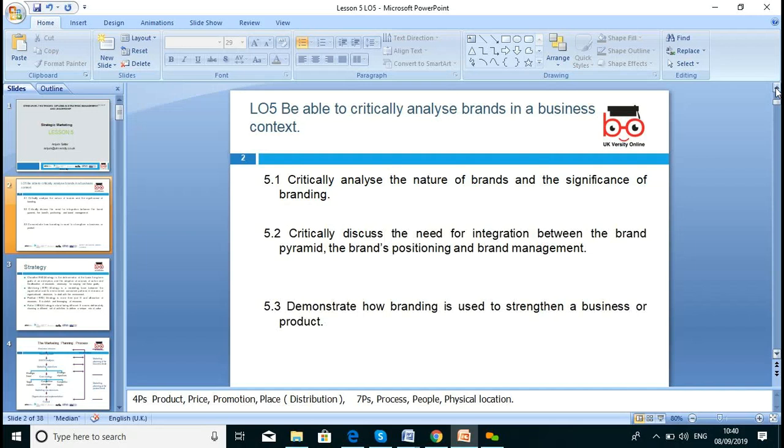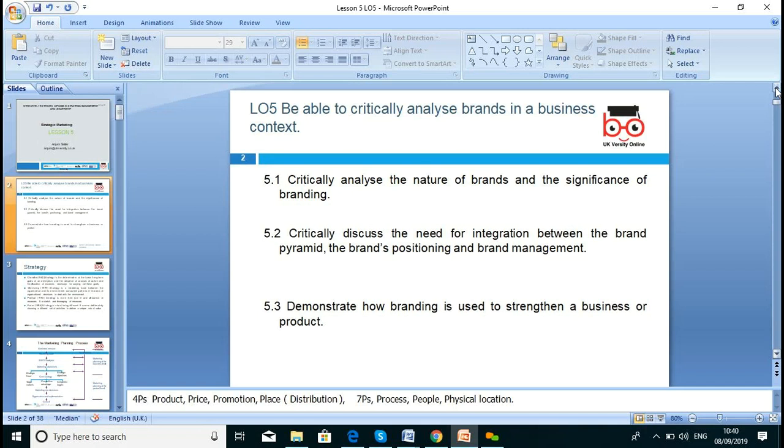Today's lesson will cover learning outcome 5, which has three assessment criteria to be addressed. First, critically analyze the nature of brand and the significance of branding. We'll discuss brand and the significance of branding in terms of organization strategies, and how this helps to achieve organization objectives. Second, critically discuss the need for integration between the brand pyramid, brand positioning and brand management. Why is it crucial to have brand management and brand positioning in our organization?